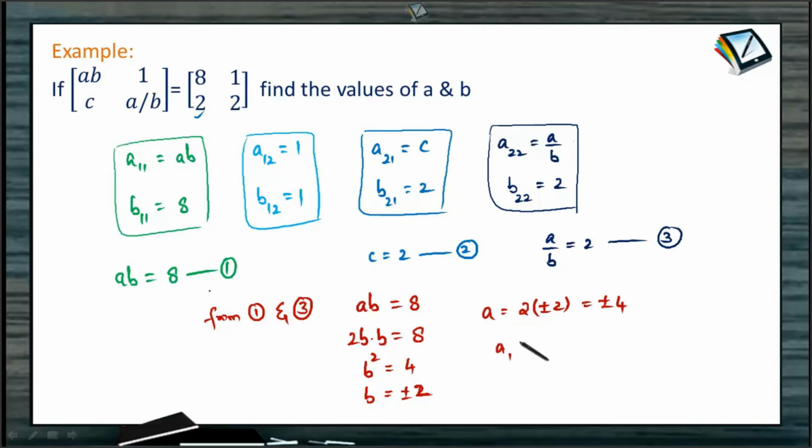So what are the possible values of A and B? A and B should be either 4 and 2 or minus 4 and minus 2. Then only the product of A into B will become a positive number 8. Similarly, A by B will become a positive number 2. That's why we took either both of them positive or both of them negative. So how many possible values of A and B are there? A and B have two different possibilities, 4, 2 and minus 4, minus 2, right?